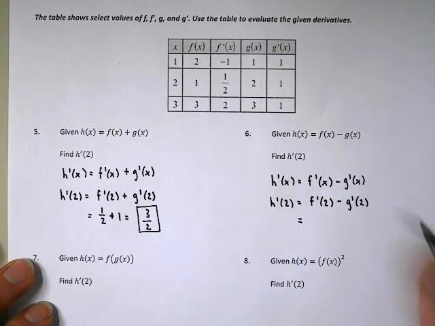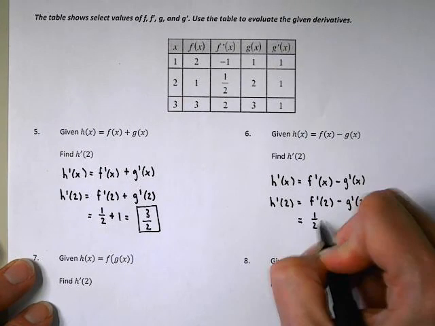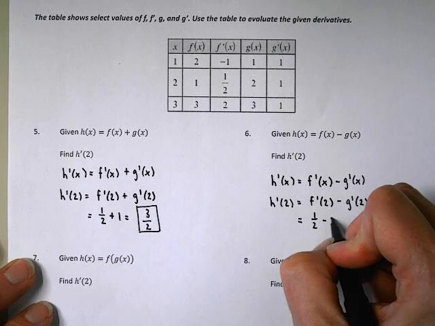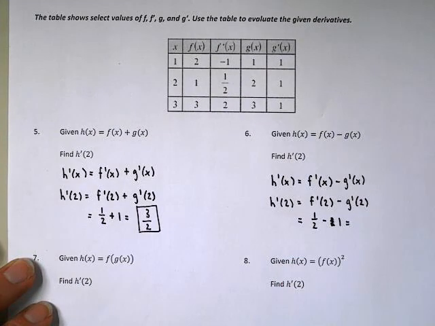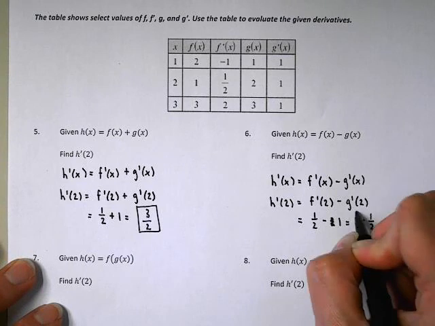We can use the table again. F prime of 2 we said was 1/2. G prime of 2 was 2. Whoops, no it's not. It's 1. So 1/2 minus 1 gives us a negative 1/2.